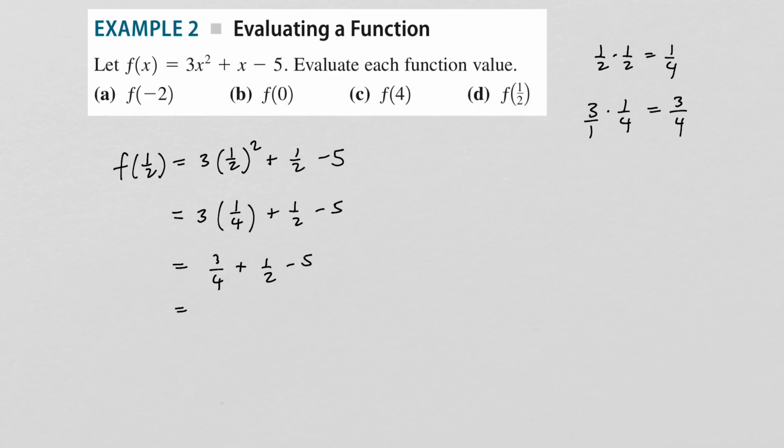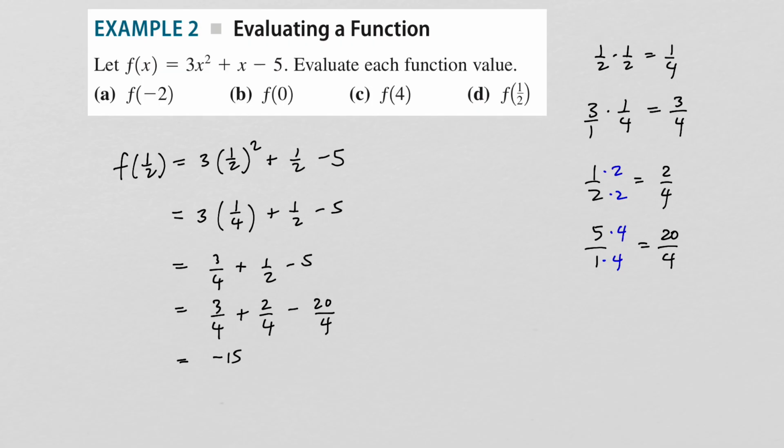Now, to add these together, we need to have a common denominator. So the number 1/2, if we multiply the top and bottom of that fraction by 2, that's the same as 2/4. So I have 3/4 plus 2/4 minus, and then 5 is the same as 5 over 1. And if I multiply the top and bottom by 4, that's going to give us 20 over 4. And now you see we have a common denominator, and all we have to do is add and subtract the numerators. So 3 plus 2 is 5, minus 20 is negative 15 over the common denominator, which is 4.